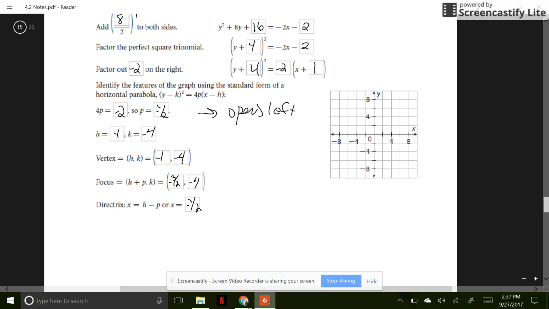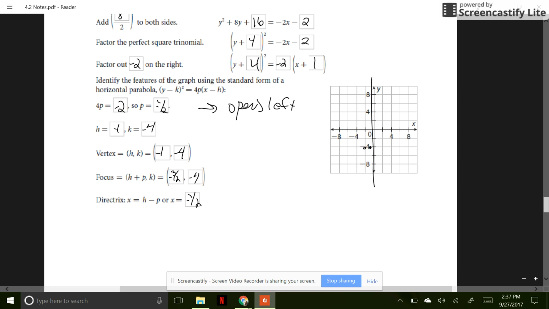Now I did a bad job and I didn't plot all of these, but we can still see the important bits. -1, -4 is our focus. Sorry, our vertex. Focus is at -3/2, -4. This is really hard to see with the scale. And then the directrix is at x equals -1/2.